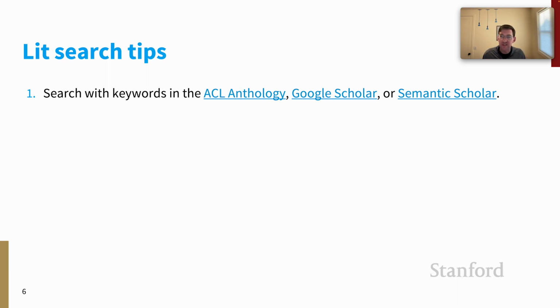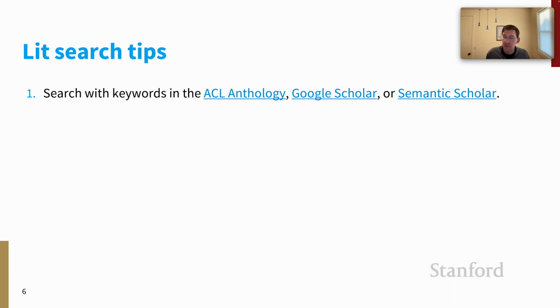A wonderful aspect of the NLP community is that it is very well organized when it comes to its literature. Essentially, all of the work that's published by the ACL is accumulated into this anthology, which has good Google search, good bib entries, abstracts, links to the papers, you name it. So that's a good first stop, especially if you're working on a core topic in NLP.